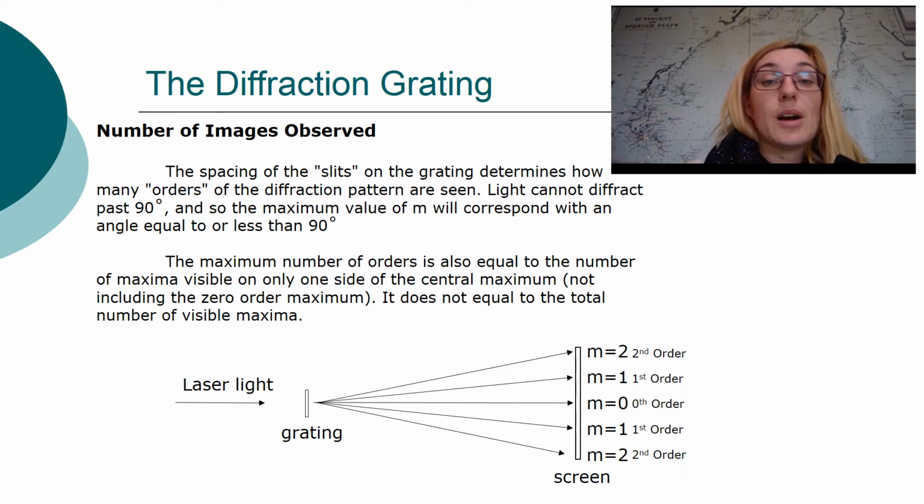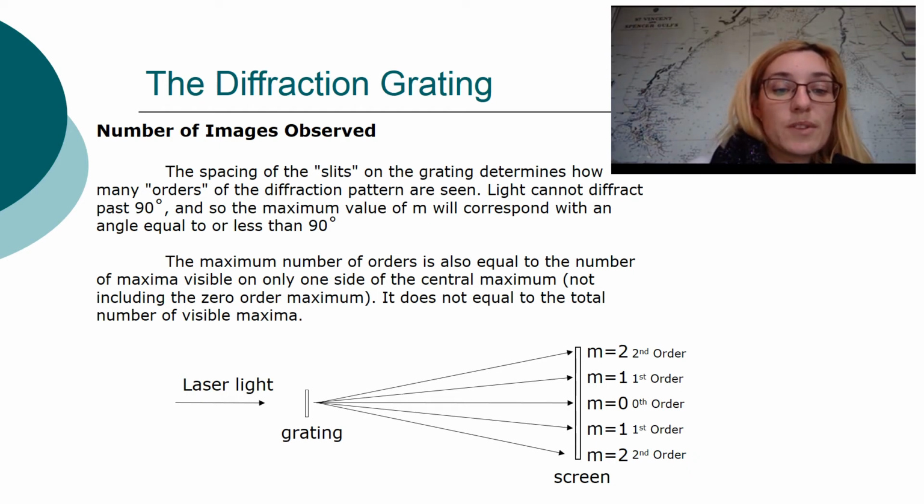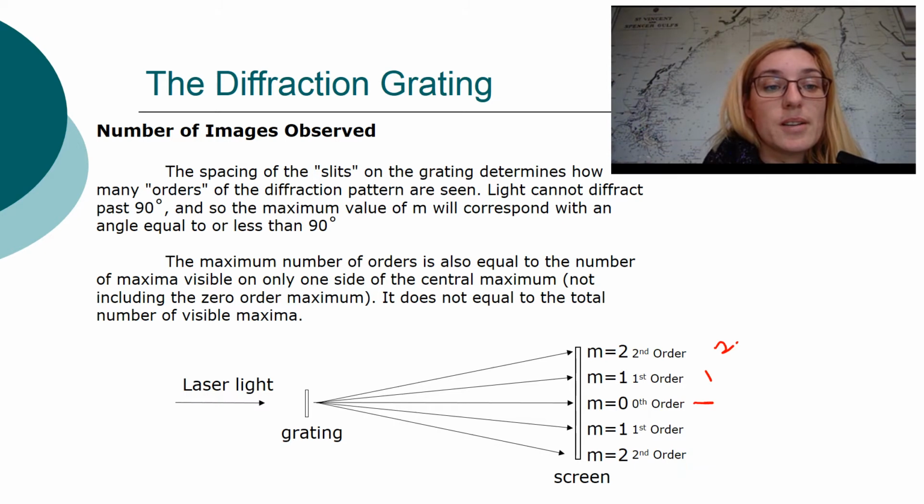If we're given a picture of an interference pattern, we can work out the maximum number of orders, because it's equal to the number of maxima visible on only one side of the central. So it doesn't include the zeroth order maxima, and it doesn't equal the total number of visible maxima. If we have a look at this diagram down the bottom, if this was the picture that we were given and we were asked to find out the total number of maxima possible, then we'd see the zeroth one doesn't count, and we're looking at one side only, so we've only got 1 and 2. So there would only be 2 orders of maxima visible for that particular source of light.